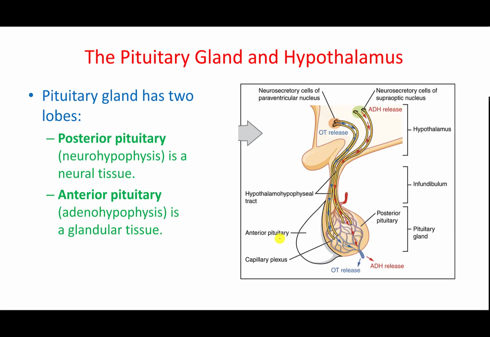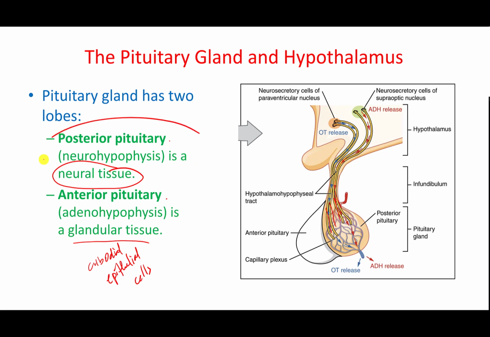Now, the pituitary gland has 2 regions. It has the posterior pituitary and the anterior pituitary. The posterior pituitary is a neural tissue, meaning that it contains plenty of axons, whereas the anterior pituitary is the glandular tissue. It means it has gland cells, usually cuboidal epithelial cells. So we will start with the posterior pituitary and then we will move to the anterior pituitary.